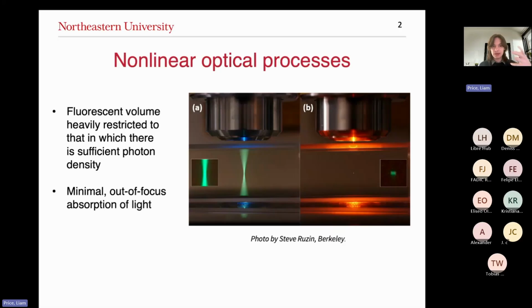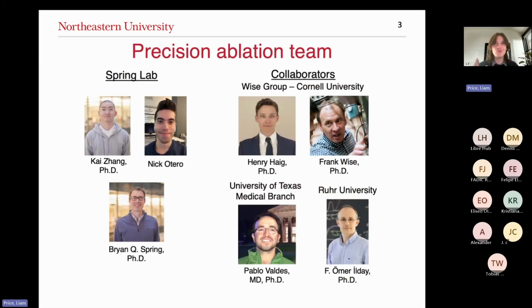And so in order to utilize all of our expertise, we have this pretty large team of collaborators to do this precise ablation. We have several people in the Spring Lab in Boston, but then we have a couple of collaborators over at Cornell University, Henry and Frank, as well as Omir Eldai over in Germany at Ruhr University, who is an ablation expert. And then Pablo Valdez, who is a neurosurgeon at the University of Texas Medical Branch, who is guiding our medical decisions as far as what is safe and what's not for these ablation processes.